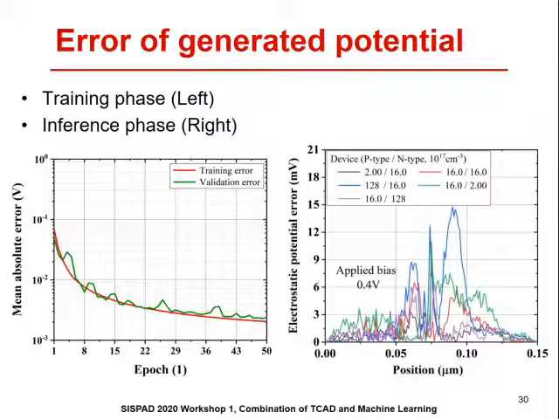Also, the validation set is prepared and tested. The validation error also shows a similar trend. For various doping densities, the error of the electrostatic potential is drawn at a bias of 0.4 volt. The largest error is 15 millivolt, which is quite small.